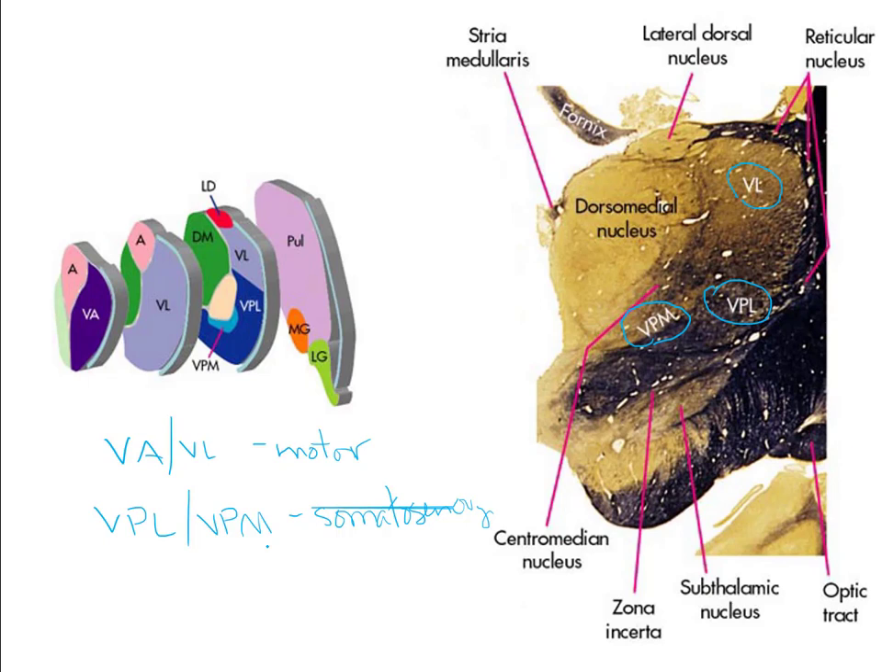Think about cortex. What's the surface organization? Where is motor cortex? Precentral gyrus. Somatosensory cortex? Postcentral gyrus. Oh, look, the spatial organization is the same. Okay? So in fact, that's the landmark that helps you do it.